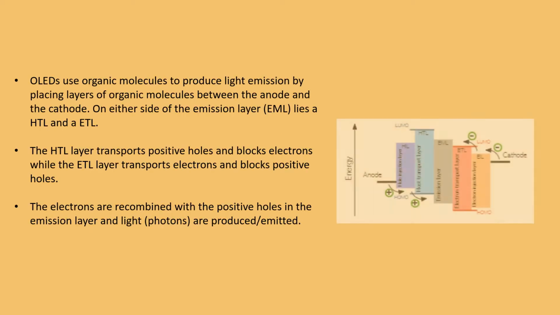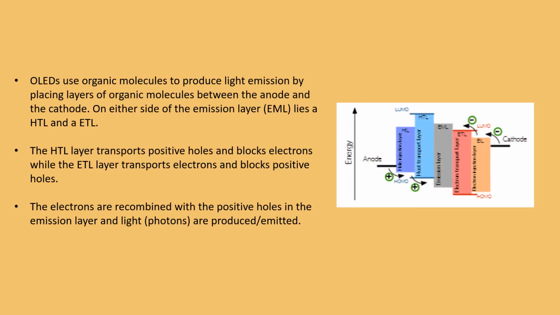OLEDs use organic molecules to produce light emission by placing layers of organic molecules between the anode and the cathode. On either side of the emission layer lies an HDL and an ETL. The HDL layer transports positive poles and blocks electrons, while the ETL layer transports electrons and blocks positive poles. You can see how it does this.